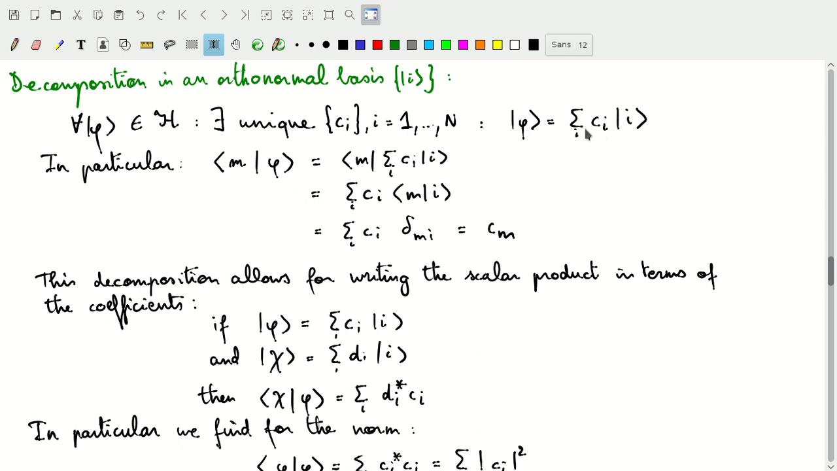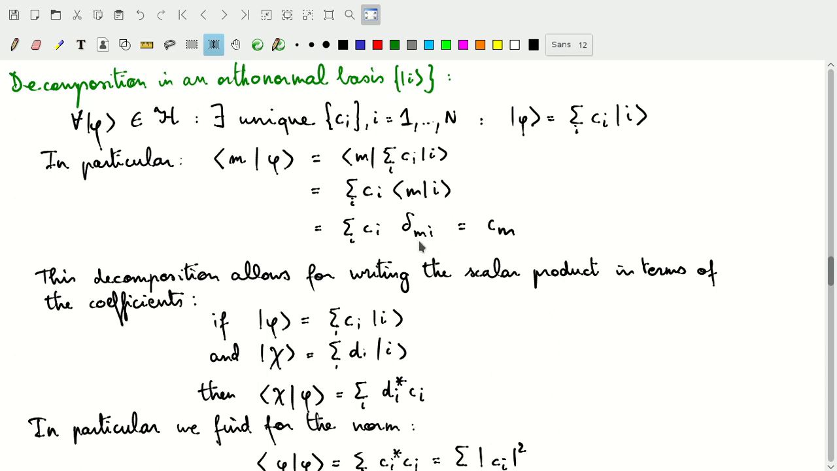Now what is going to be the value for c_i? We can obtain the value for c_i by doing a linear and scalar product construction with a particular basis vector m. So if we apply this bra m on the left side of phi here, and then bring it through the sum, we'll end up with our inner product of m and i, which in this orthonormal basis is the Kronecker delta of m and i. So we end up with c_m, the coefficient for the mth basis vector, is equal to the inner product of that basis vector with phi, or in some other way of thinking about it, this is the projection of phi on this basis vector m.